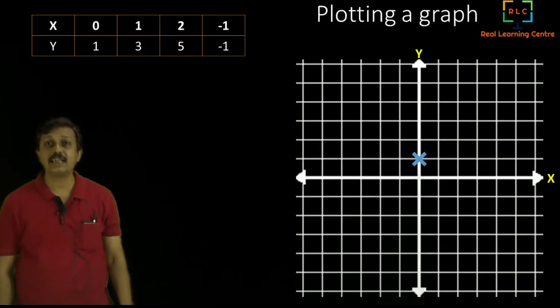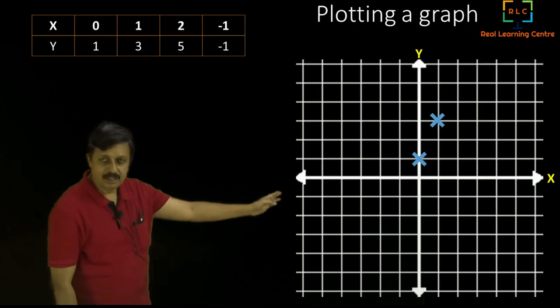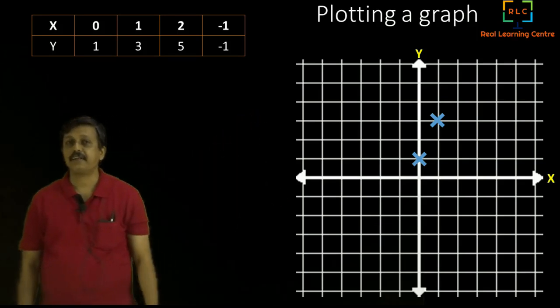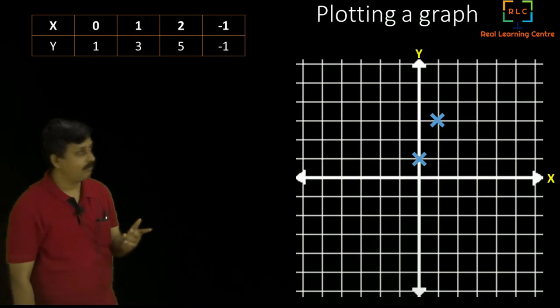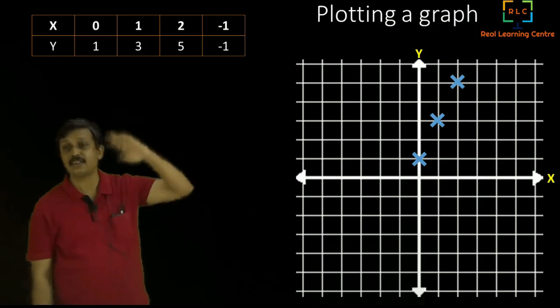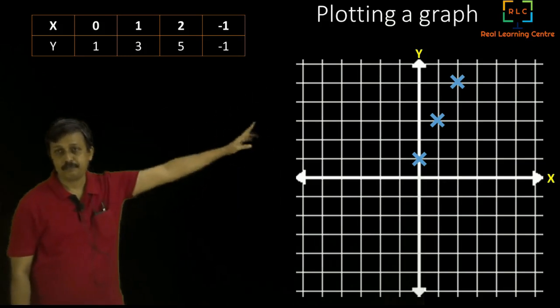Now let's go to the second point. The second point is 1, 3. You can see I have travelled 1 distance to the right and then 3 distance up. So I have put a cross there. That is 1, 3. And then we go to 2, 5. What is 2, 5? I have travelled 2 distance to the right and then 5 distance up. So 1, 2, 3, 4, 5. I have travelled up to 5.